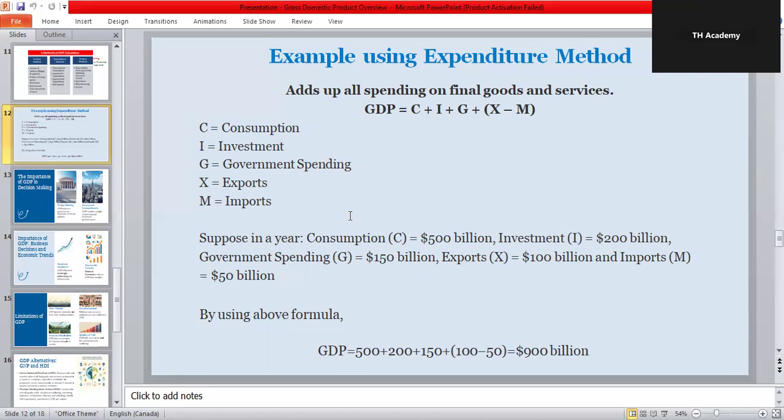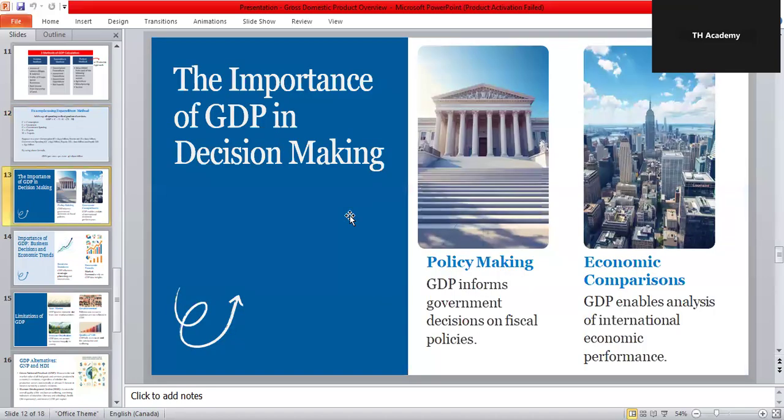Now let's move to the importance of GDP in decision making. GDP is extremely important for decision making. Governments use it to plan budgets, make economic policies, and decide where to invest money. If GDP is falling, they might lower taxes or increase public spending to boost growth. For comparisons, economists look at GDP to see how one country performs against another, or to compare how the same country has performed over time. So it's basically the foundation for smart economic decisions.